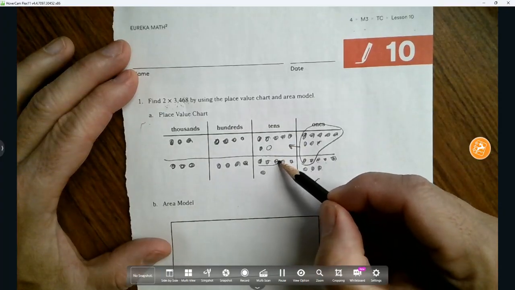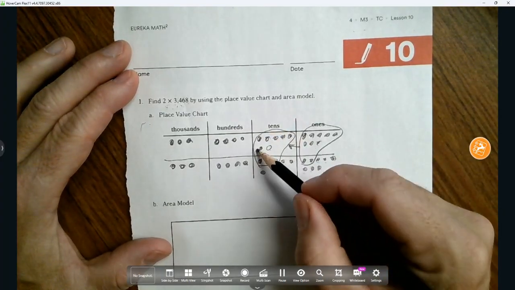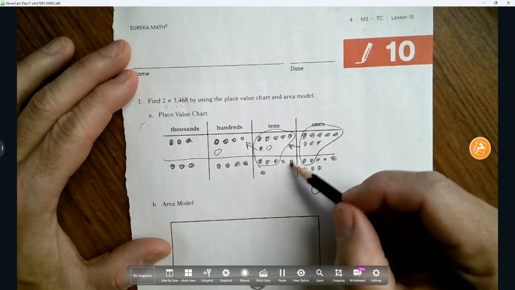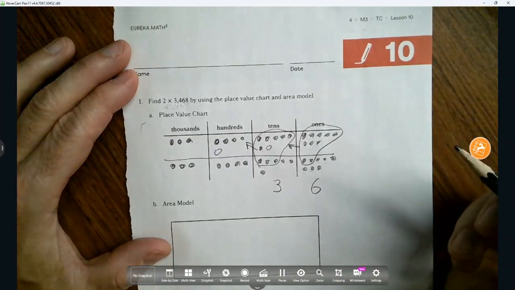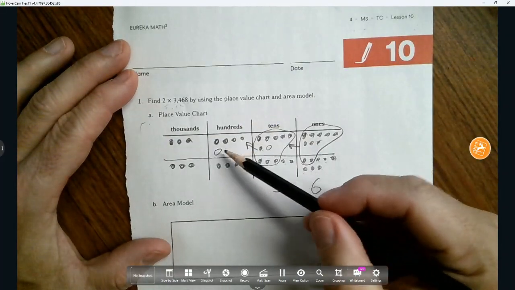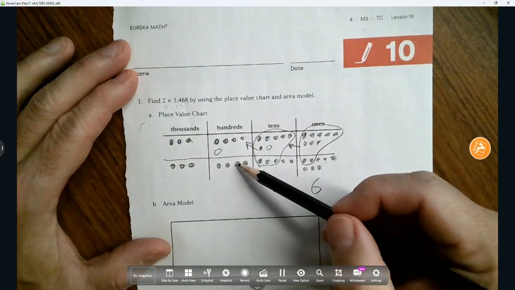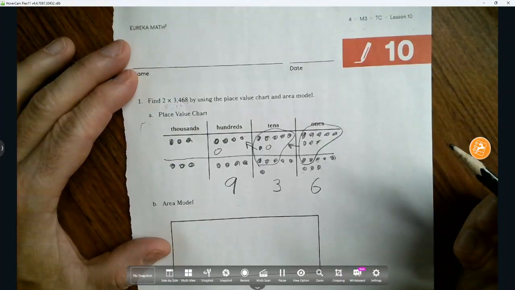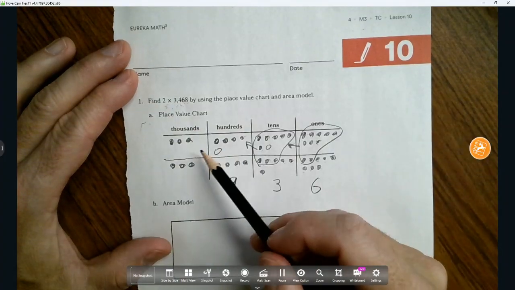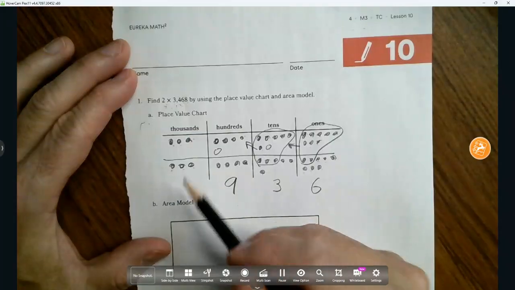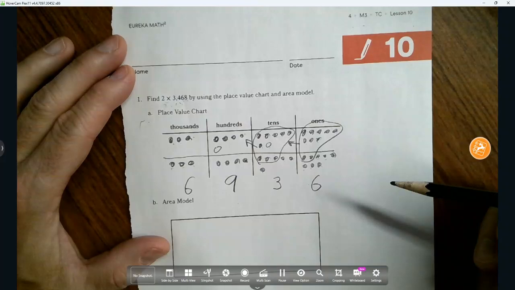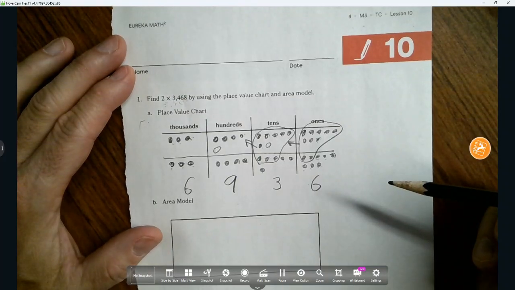So we need 3 from here. Move it over. Here's our one we're moving over. So we got 1, 2, 3 left. Over here, let's count our hundreds. 1, 2, 3, 4, 5, 6, 7, 8, 9. 9 is smaller than 10. We don't have to move anything, so we can just put that number right there. All right, and our thousands. 1, 2, 3, 4, 5, 6. So with this way, using the place value chart, our answer is 6,936.